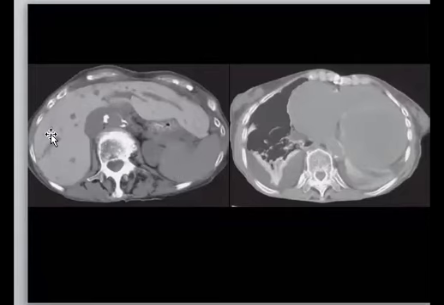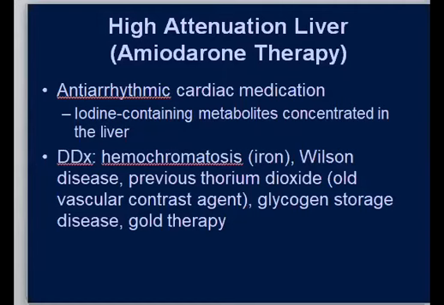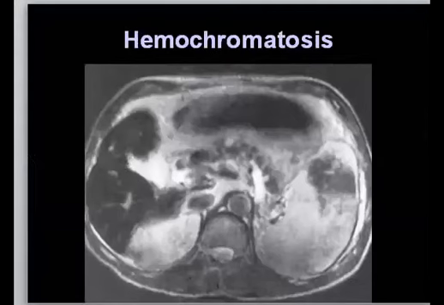So your differential, sure, there will be others. What could it be? Some diseases have a similar appearance with iron deposition. It will be hemochromatosis, perfect. With copper deposition will be Wilson, nice. And with glycogen deposition will be glycogen storage. And with gold, again, there is some gold therapy. So that is what is called amiodarone treatment, high attenuation liver. They like it in the exam, MCQ, everything. So this is what is called hemochromatosis.